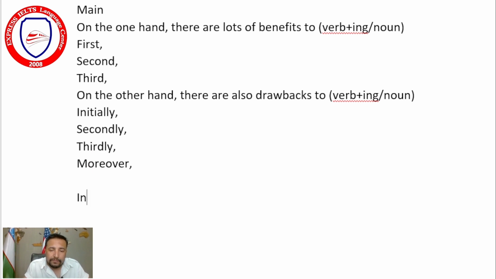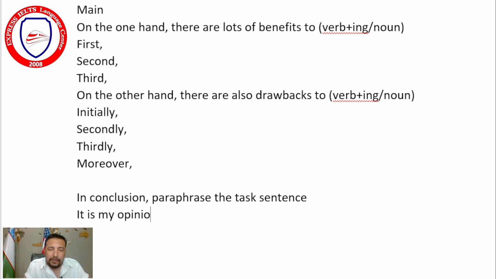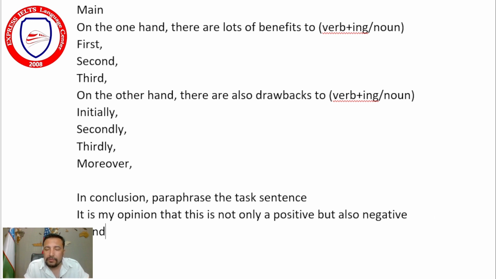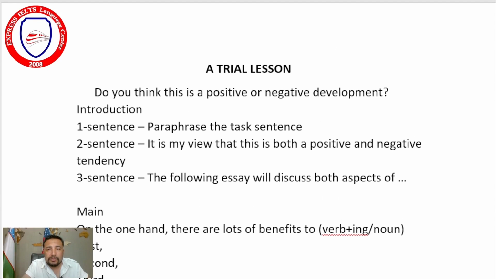In conclusion, you should paraphrase the task sentence, and you should mention one more time that it's my opinion that this is not only a positive but also a negative trend. You can see trend is a synonym for tendency. So you need to use this structure.